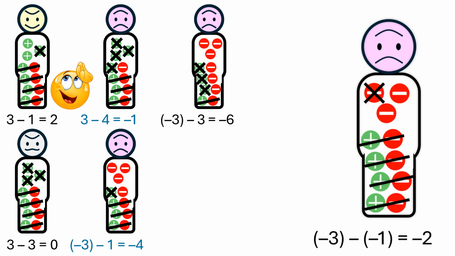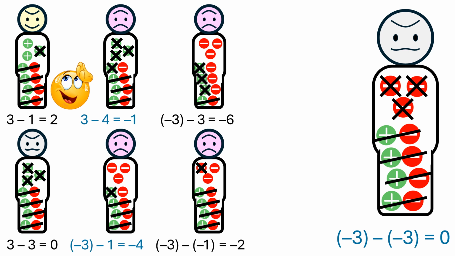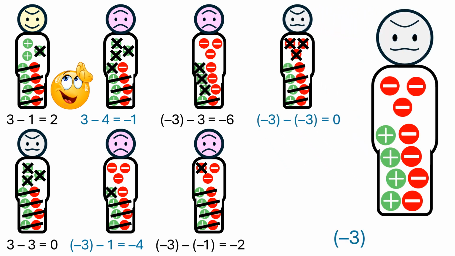Makes sense? And how about -3 minus -3? Nice. Whatever sadness that is added is also taken away. So that's 0. You no longer frown, but you cannot smile either. Right? What do you think will be the result of -3 minus -4?